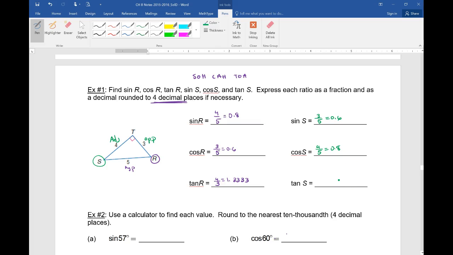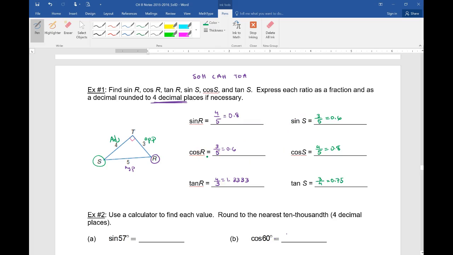Tangent of S? 3 over 4, which is 0.75. Now, patterns. Do you see a pattern? Do you see a connection? What do you see? The sine and the cosine switch. Not a coincidence. This is how it is. So, for any triangle, sine of one of the angles is the same as cosine of the other angle. This is the beauty of all of this. Sine of S, cosine of R.